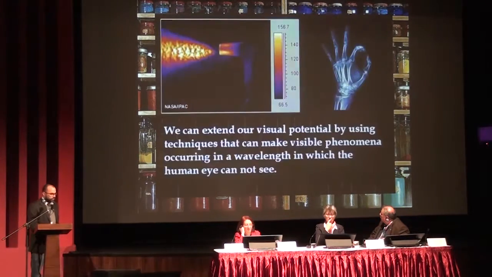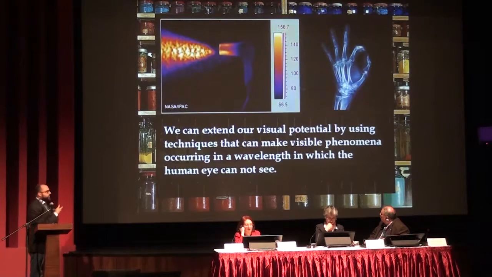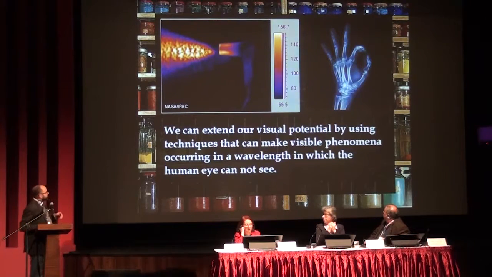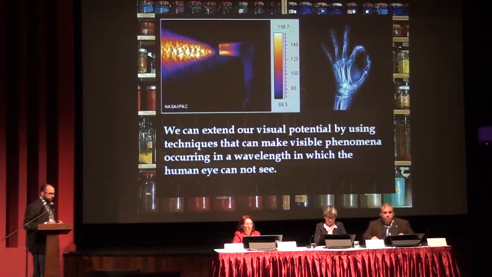Okay, we move on to a different concept. So we can enlarge our visual potential by using some technique. In this case, we are using infrared on the left. You see that there is the foam that spits out hot air, and we see the hot air. On the other side, we see the bones inside the head, inside the hand. So we can see also in other wavelengths.